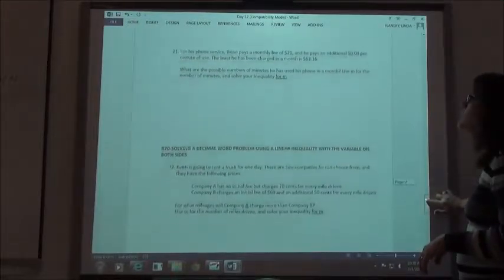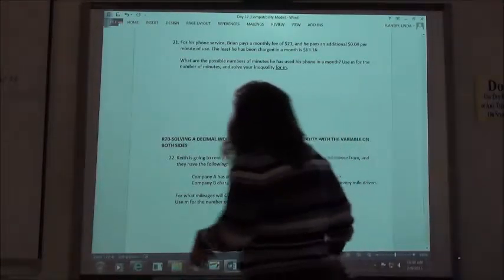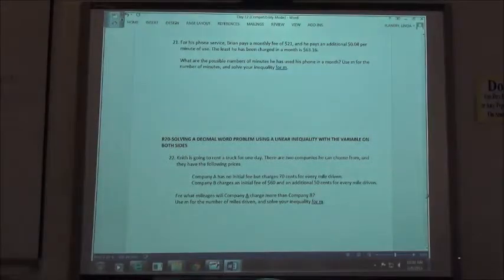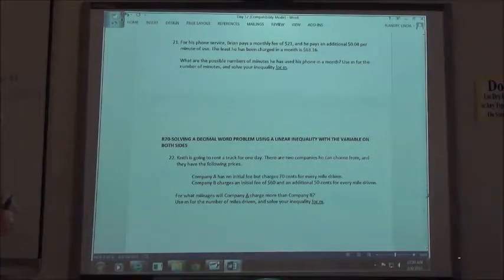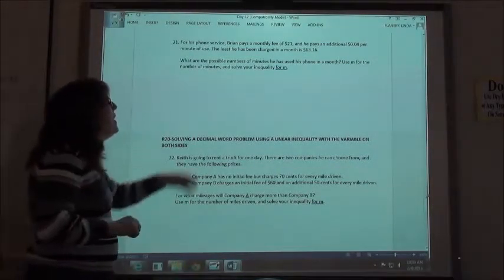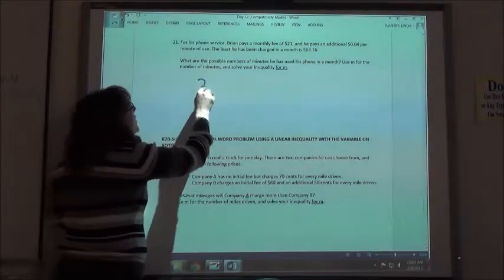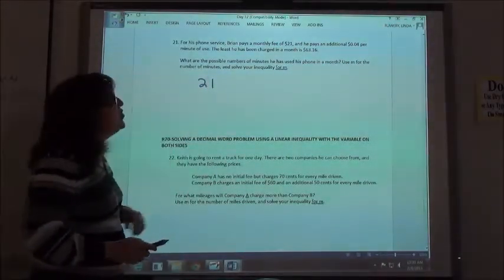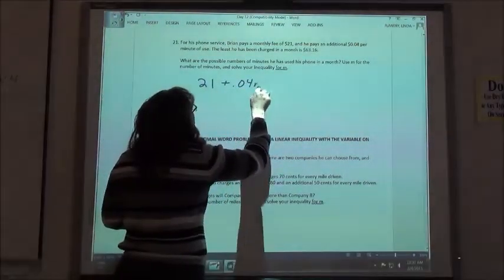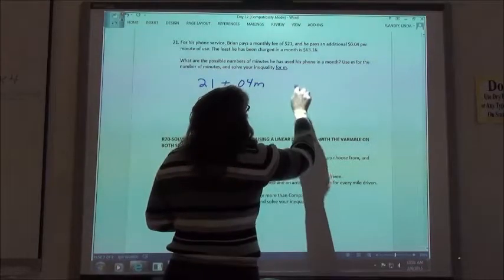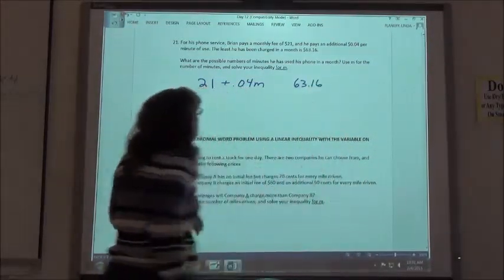Number 21 then. For his phone service, Brian pays a monthly fee of $21. He pays an additional 4 cents per minute of use. The least he has been charged in a month is $63.16. Use M for the number of minutes to solve your inequality. So Brian pays a monthly fee of $21. He pays an additional 4 cents per minute, 0.04 M. The least he's been charged is $63.16.